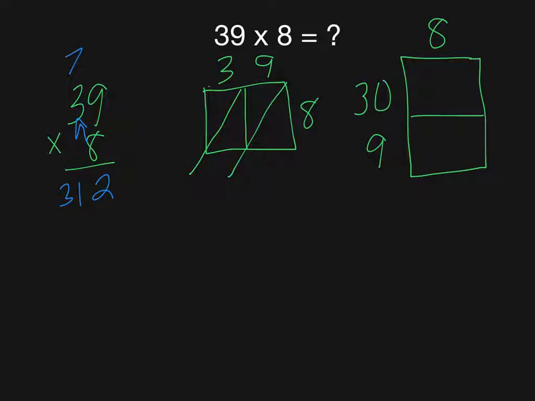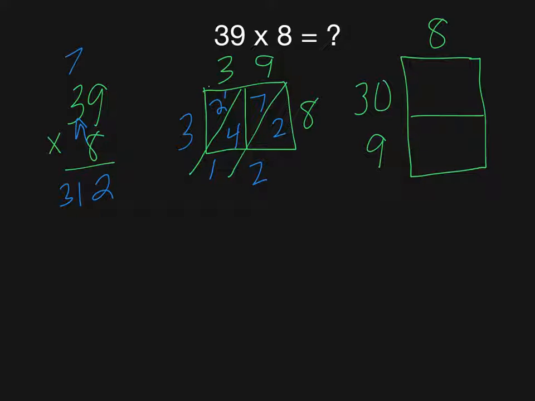Come over here to lattice. Reminder, we go 8 times 9. Our tens place goes in the top half, our ones goes in the bottom half. Then we do 3 times 8 is 24. We add on the diagonal, so it's 2. 4 plus 7 is 11. So we put the 1, we carry the 1 over just as we normally would. 2 plus that 1 that we carried over is a 3. Our answer again is 312.